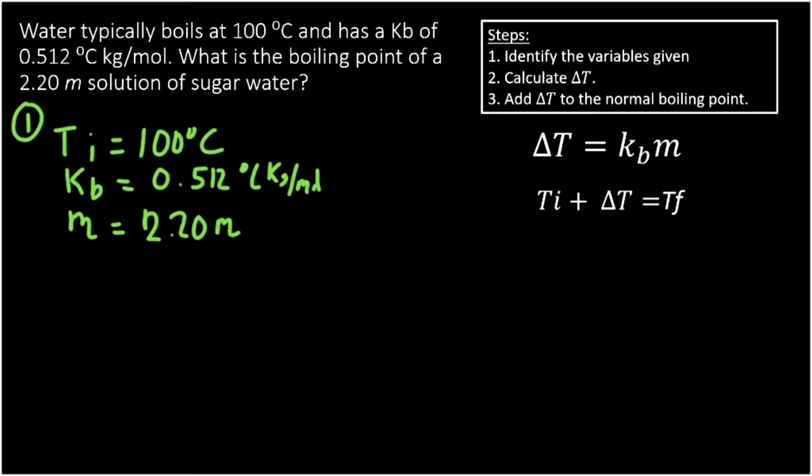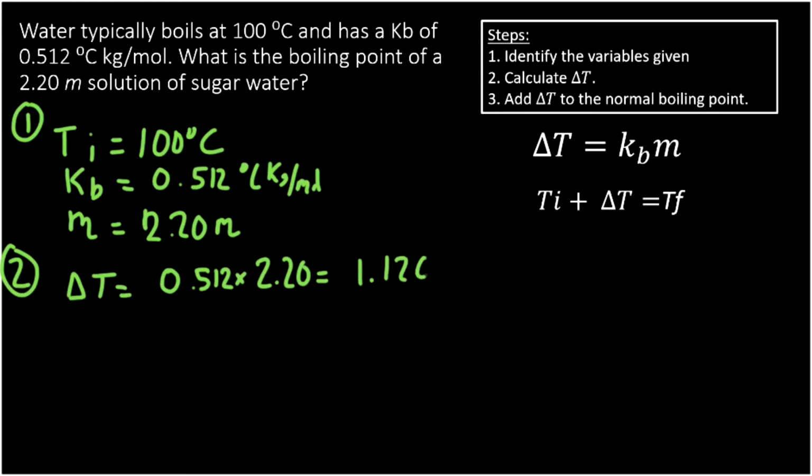Okay, well, let's go to step 2 then and calculate that change in boiling point. The change in boiling point is equal to Kb, 0.512, times my molality, which is 2.2. And when I multiply those two together, I'm going to get 1.1264 degrees Celsius. Again, we're not going to round for sig figs until the very end.